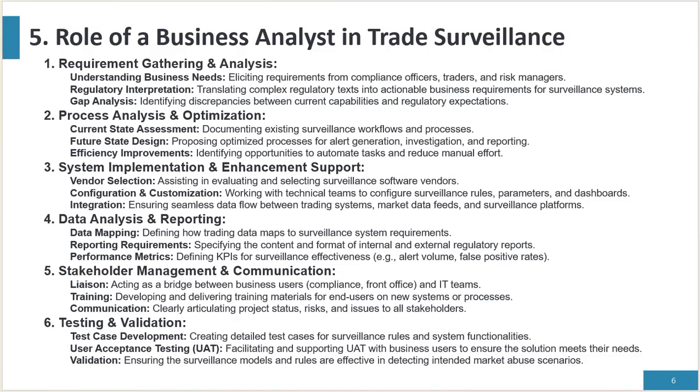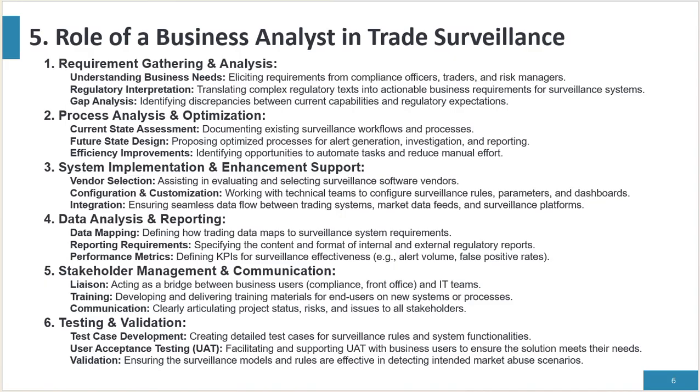That is data analysis and reporting. Then stakeholder management and communication: use different techniques like the RACI chart, the impact and influence matrix, or the interest and power matrix to do the stakeholder analysis and identify the key stakeholders for the project. The BA acts as the liaison and bridge between the business users, the compliance and front office teams, the development team, and the IT teams.